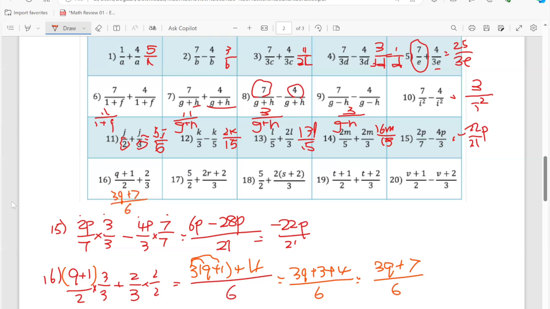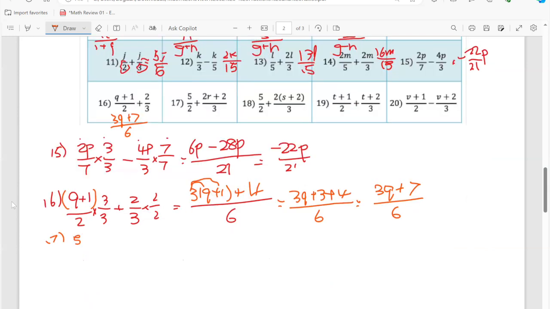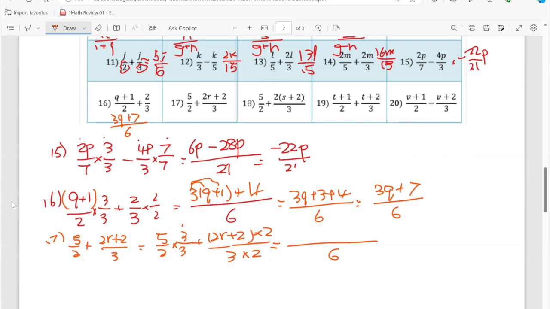What about 17 now? Let's do 17. 5 over 2 plus 2r plus 2 over 3. 5 over 2 multiply by 3, plus 2r plus 2. Don't forget that's the whole thing on the top, right? The entire thing over 3 has to be multiplied by 2. So the bottom is 6, the same. 2 times 3. 5 times 3 is 15 plus, now this is multiplied, so I have to expand. 2 times 2r, 4r plus 4 equals 4r plus 15 plus 4, 19 divided by 6. That's your final answer for number 17.